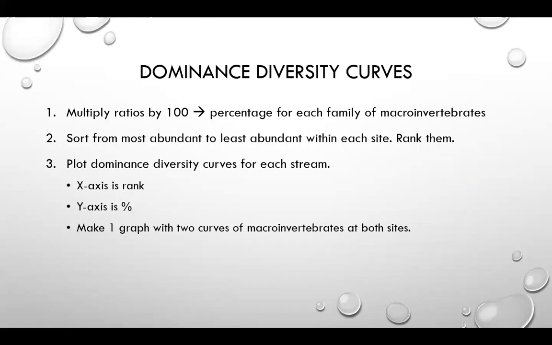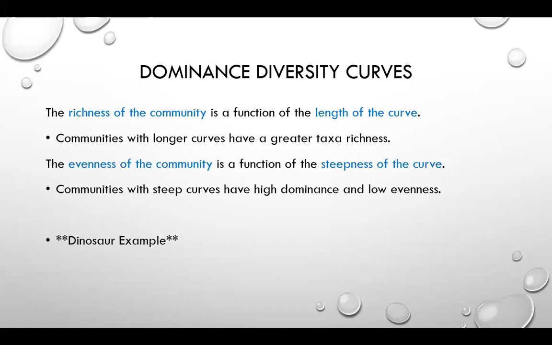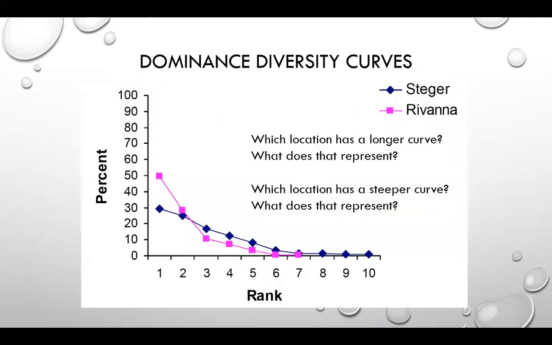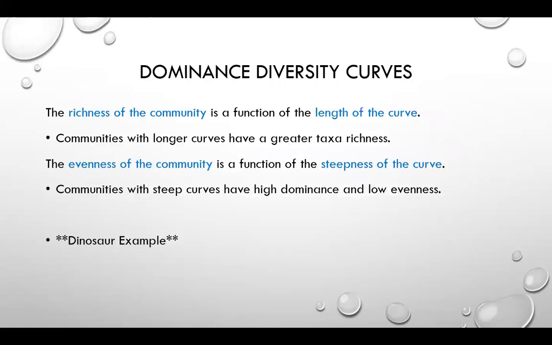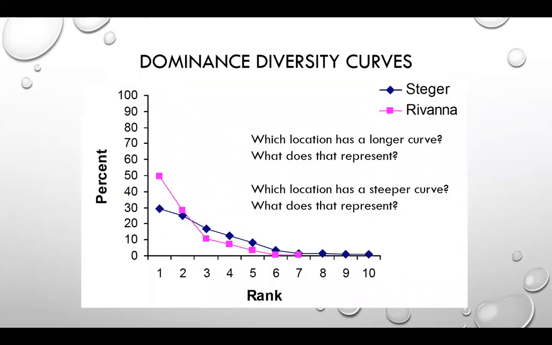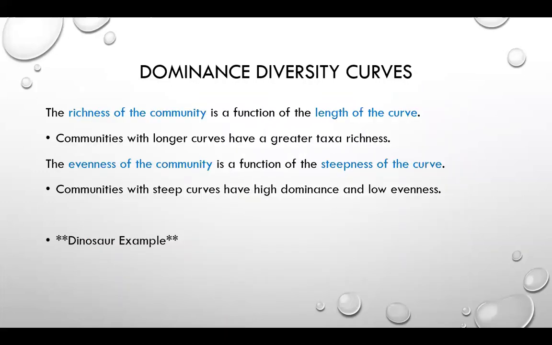So I'm going to skip over the dominance diversity curves, which is essentially just visualizing how rich and even a community is. So again, the function of the length of the curve, as you can see there, Steger's curve is much longer. It goes from 1 to 10. And a function of the steepness of the curve, you can see here the Rivanna has a much steeper curve, that line there in pink. It tells you how rich or even a community is.